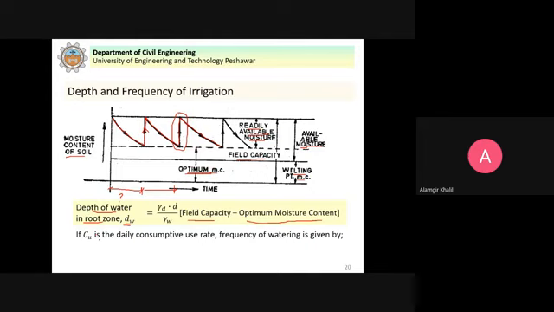If Cu is the daily consumptive use rate, the frequency of water can be calculated as follows, that is, after how many days you need to supply the water. That will be equal to this depth divided by the consumptive use. So it will give us the number of days in which we have to supply the water, that after every 5 days, after every 10 days, we have to supply the water to bring the moisture content to the field capacity.